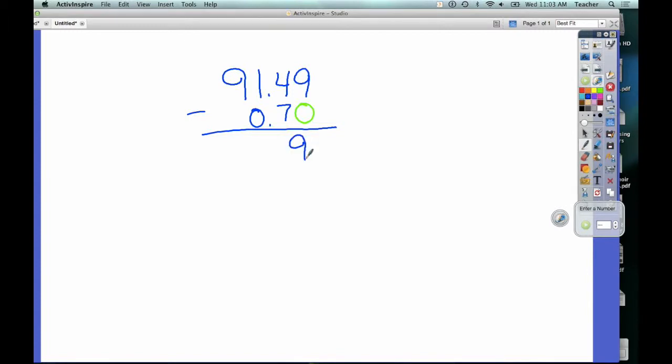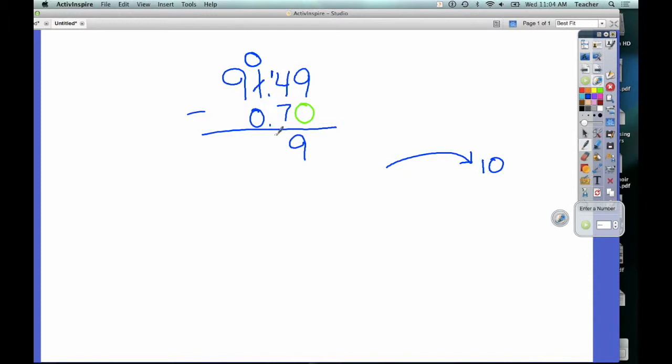Can I do 4 minus 7? No, what do I need to do? Okay, so I'm going to take one from this area and add it to this. Remember, every time I move over one place, what am I adding? 10. Because remember the magic number is 10. So if I go from the ones place to the tenths place, I'm adding 10. So then my number becomes 14.